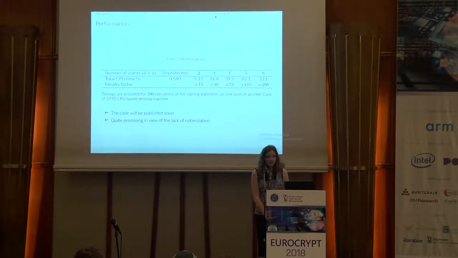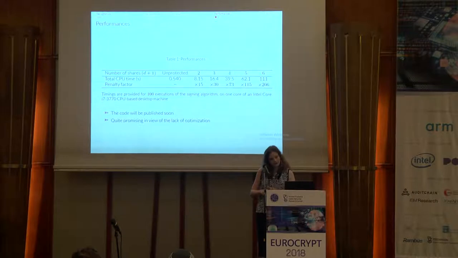So finally, here are the performances of our work. We provided an implementation with several orders of masking. For example, for a number of shares which is 2, the algorithm is 15 times slower, and it gets higher and higher. For example, for 4 shares, the algorithm takes around 40 seconds.